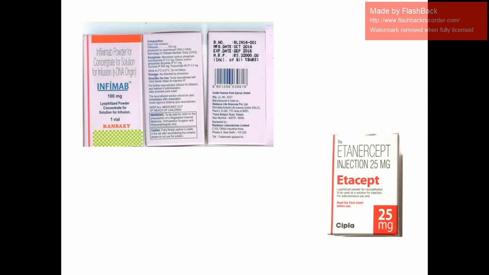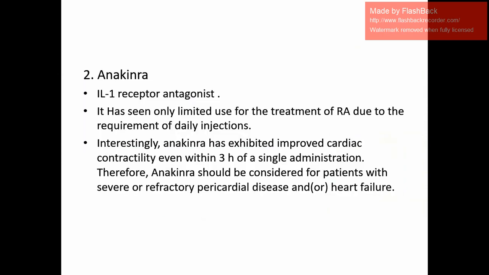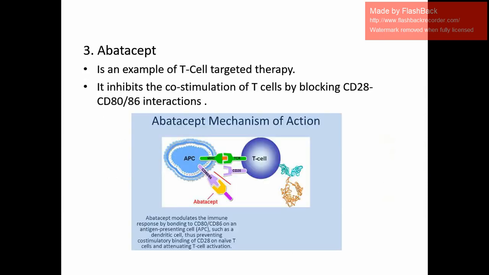Common brand names are infliximab and etanercept. Coming to anakinra, this is an interleukin-1 receptor antagonist. It has seen only limited use for the treatment of rheumatoid arthritis because of the requirement of daily injections. Interestingly, anakinra has exhibited improved cardiac contractility even within 3 hours of a single administration. Therefore, anakinra should be considered for patients with severe or refractory pericardial disease and/or heart failure.